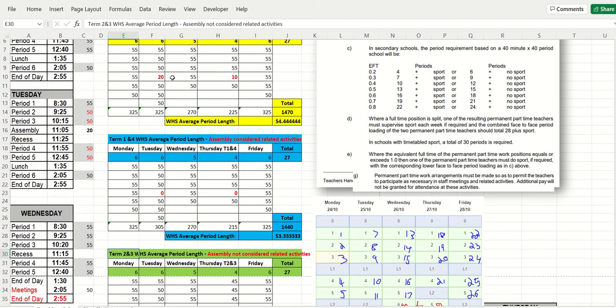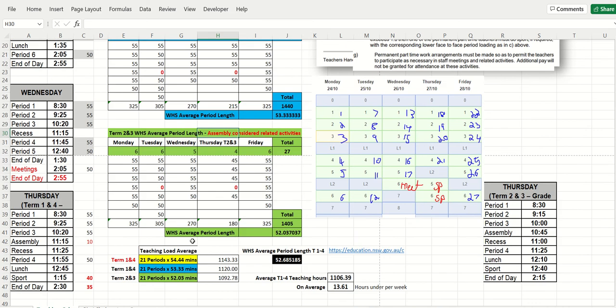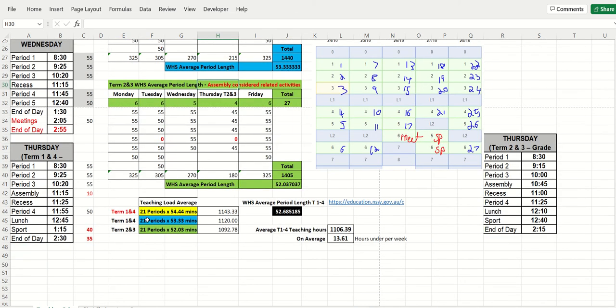I considered assembly as not considered related activities. Assembly considered related activities. I've typed that wrong. Get rid of that 'not'. So assembly considered related activities in both of these, so it's not part of teaching. And my logic for that is if we were all in the hall, then it's not actually teaching, you're just standing at the side supervising. Anyway, I digress. So term 1 and 4, term 2 and 3. That gives us an average teaching time.